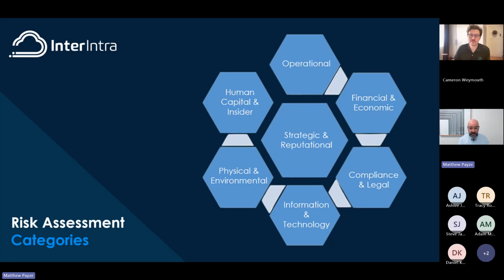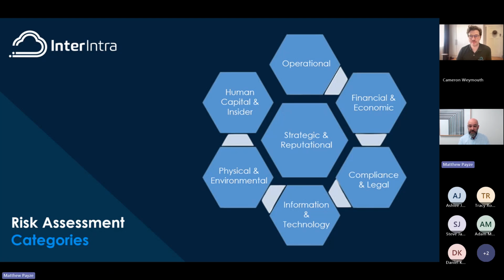Financial and economic risks. These are threats to our financial stability, our economic well-being, so to speak. An example of this, pretty relevant at the moment, could be unexpected increases in interest rates, making loan repayments much more difficult to pay.